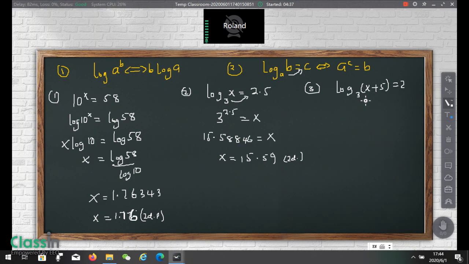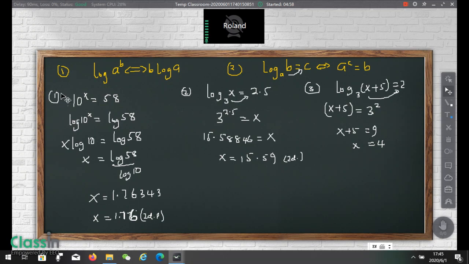The same thing applies to number 3. The base 3 will carry 2 if we use law 2. So in this case, x plus 5 will be equal to 3 to the power 2. Of course, x plus 5 will be equal to 9, and x is 4. All right.